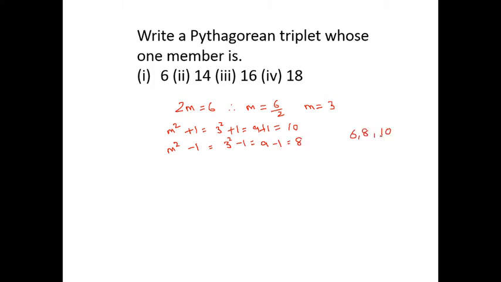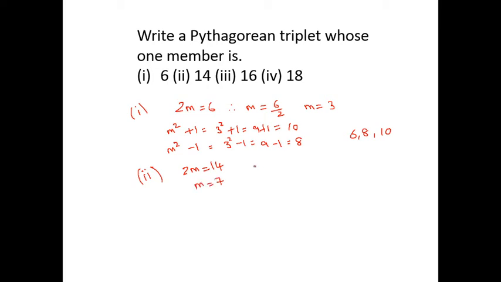Someone says, sir, can we write m square minus 1, m square plus 1? But if m square minus 1 is equal to 6, then m square is not possible. So this is the first sum. Second sum again. Always remember 2m is equal to 14. So we can say m is equal to 7.